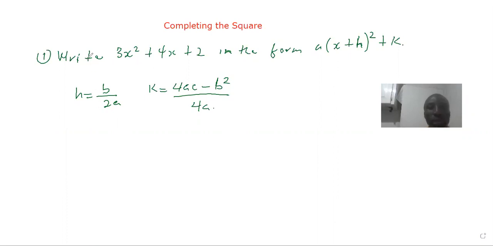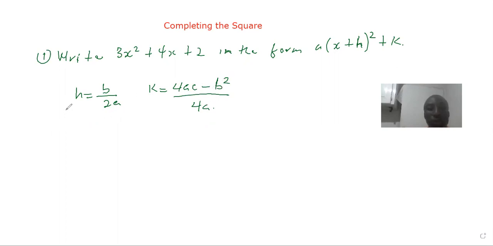To complete the square, we are going to start with: write 3x squared plus 4x plus 2 in the form a(x plus h) squared plus k. Now, remember that the formula for h is b over 2a, and the formula for k is 4ac minus b squared over 4a.